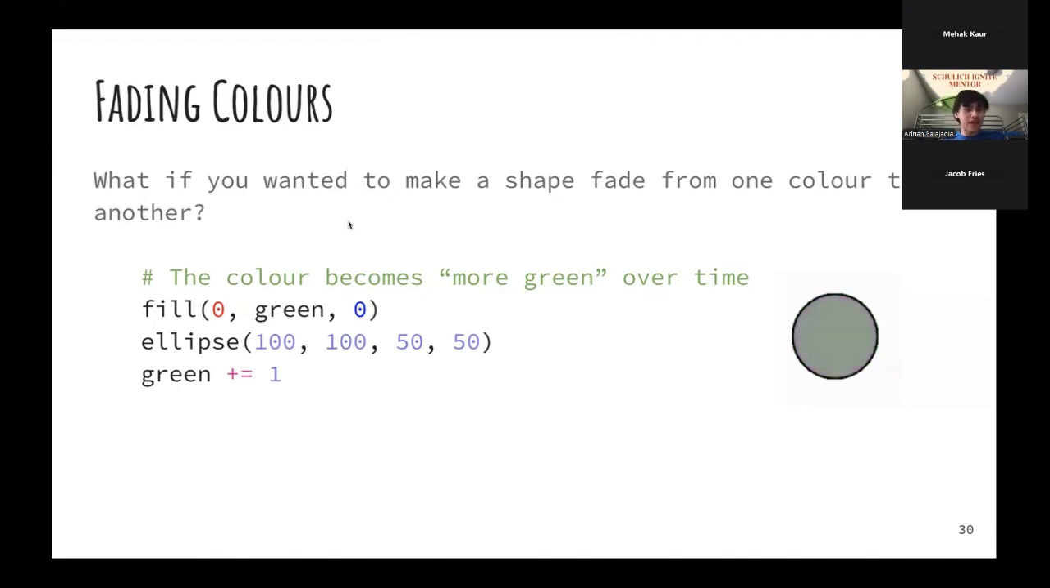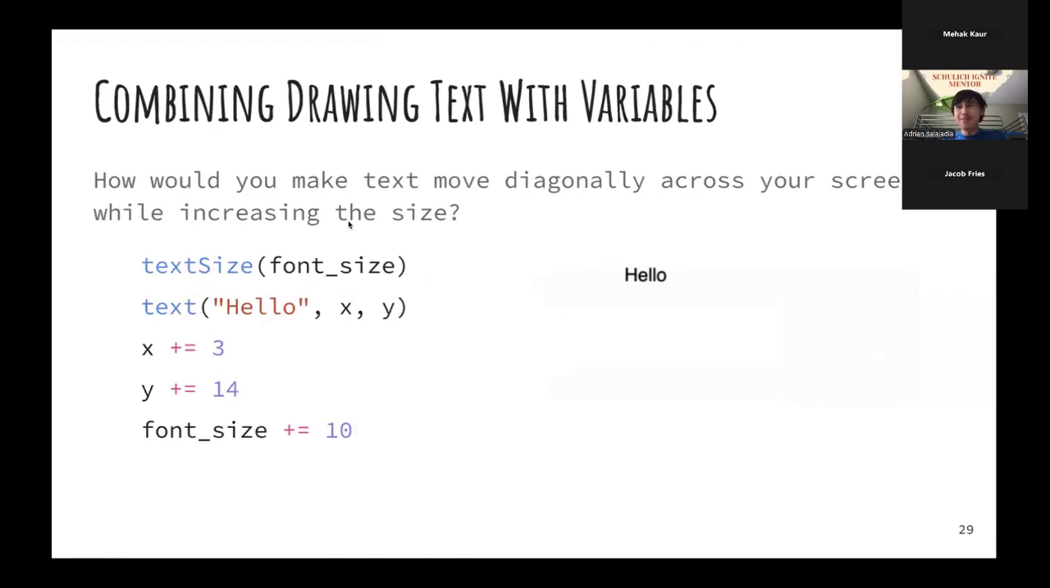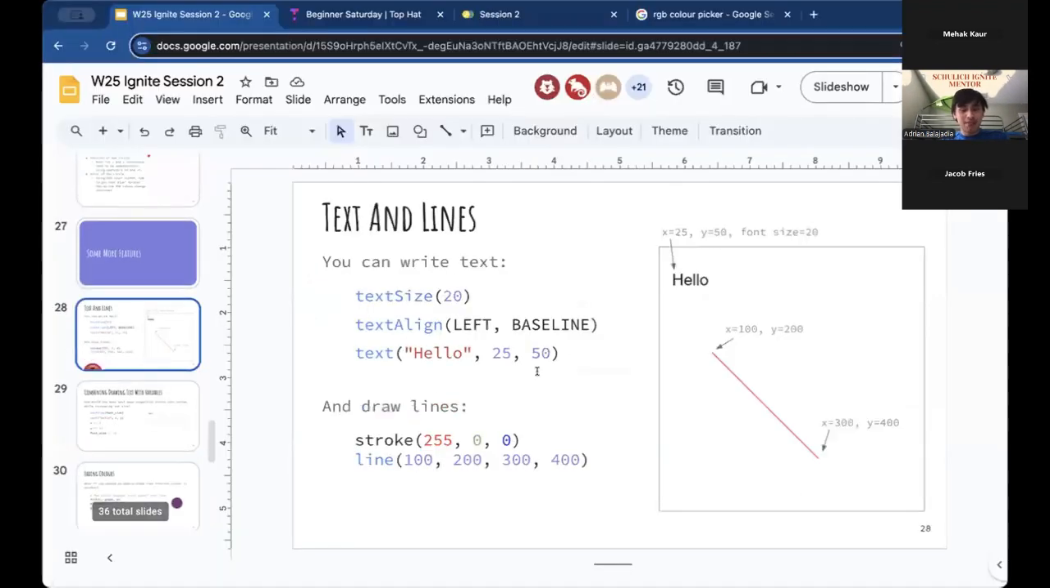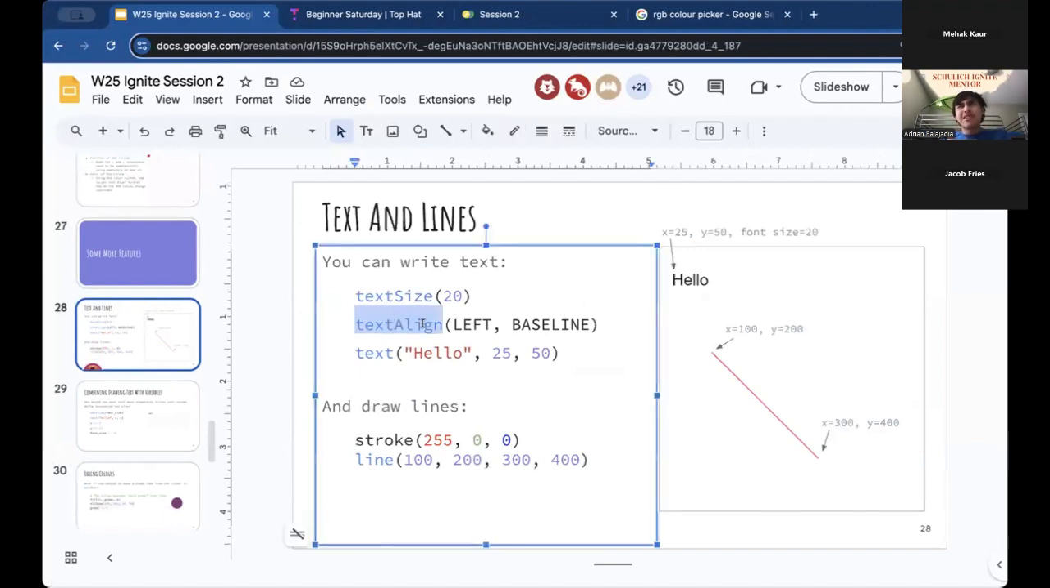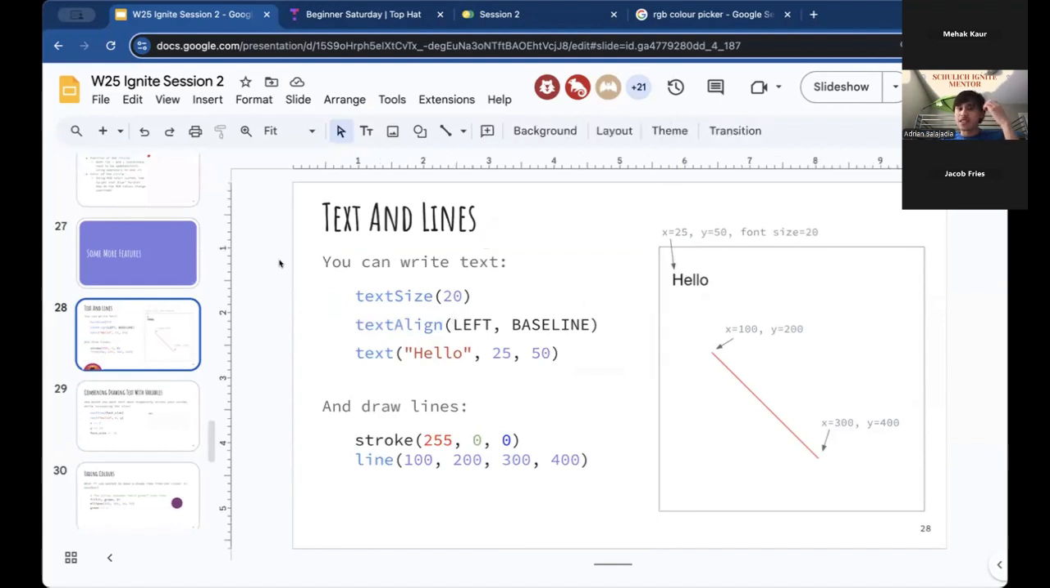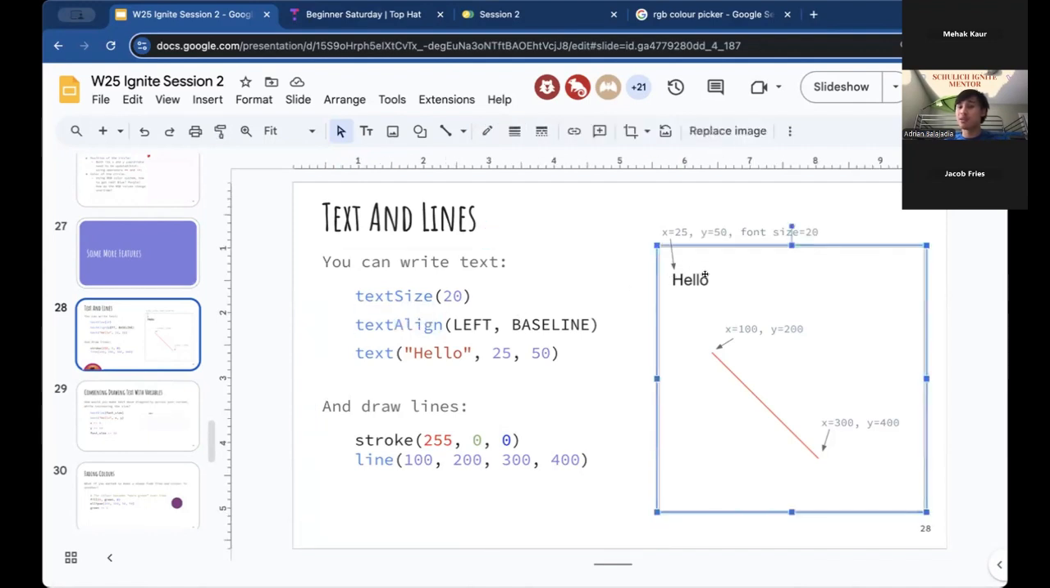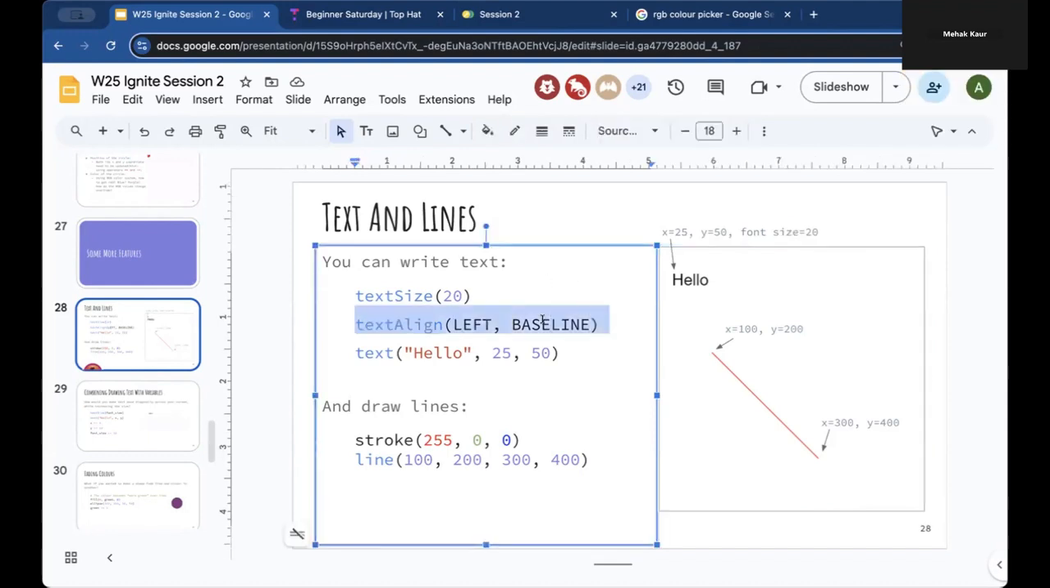Baseline? I'm still a bit unsure myself. I did try reading it before today's session, but it kind of just defines, I think it's the center. So if we had multiple text here, we could center it around a specific X value by defining baseline.